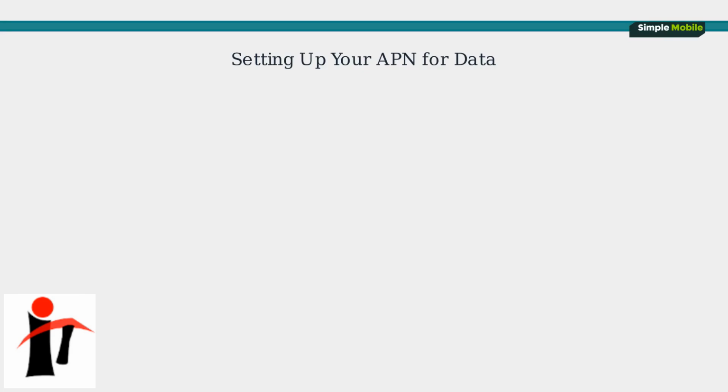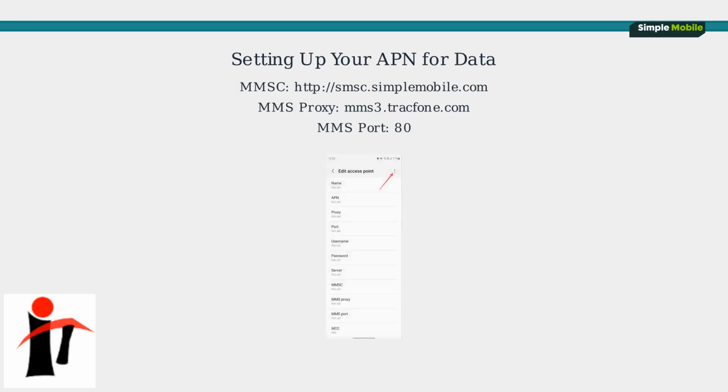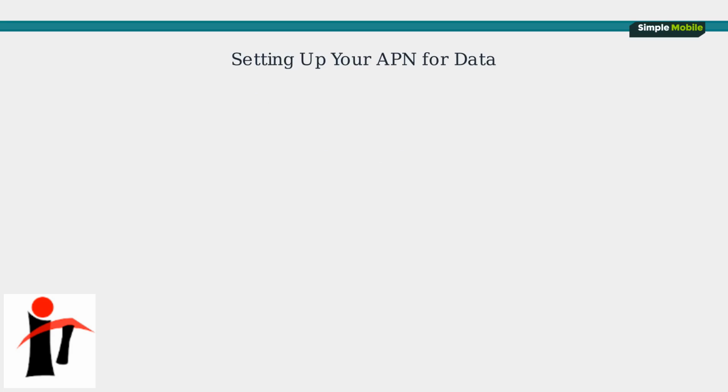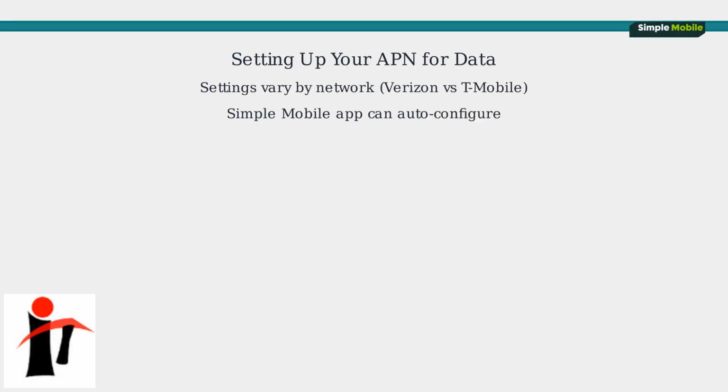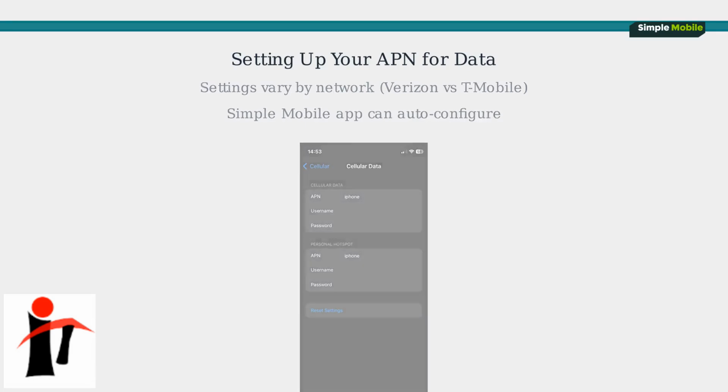Set the name to Simple Mobile and the APN to Simple. Additional settings include MMSC SMSC at simplemobile.com, MMS proxy to MS3 trackphone.com, and MMS port to 80. These settings may vary depending on whether you're on Verizon or T-Mobile network.